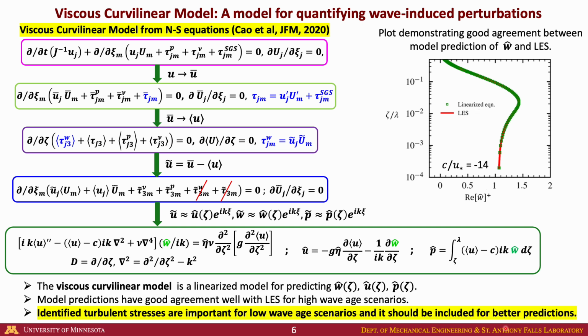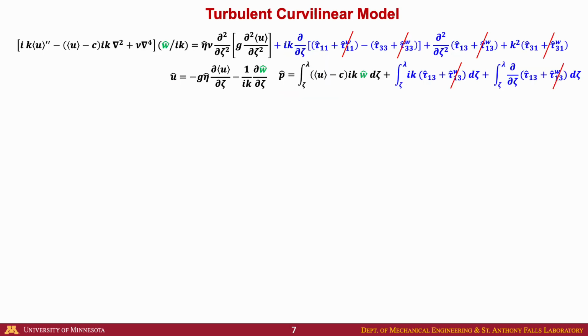Overall, the key takeaways from this slide are: the viscous curvilinear model is a linearized model for predicting the Fourier modes of the wave-induced motions. The model predictions are in good agreement with LES under high wave age scenario. The authors also highlighted that for low wave age cases, the turbulent stress terms become important and they should be included for making better predictions.